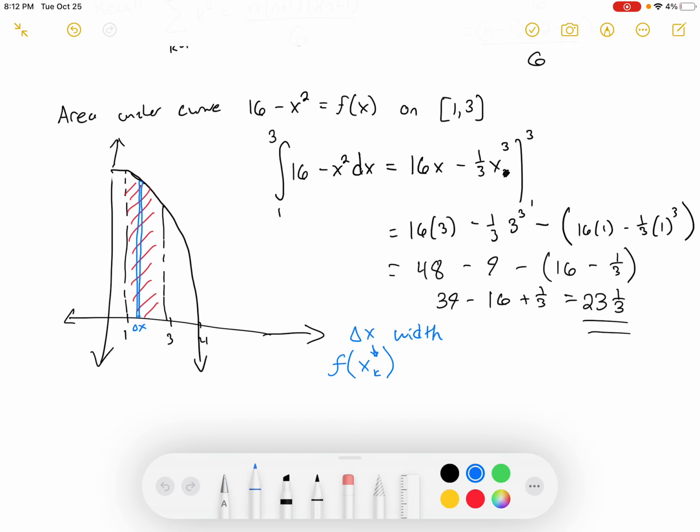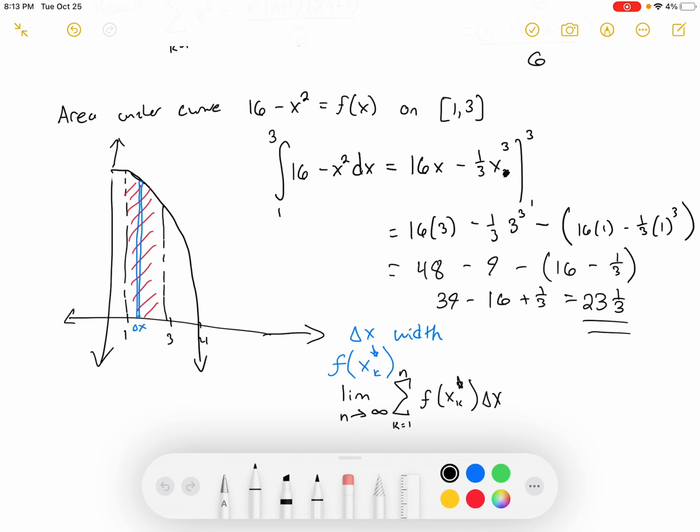Okay, so we're again looking at this. The limit as n approaches infinity of some sum. And what sum is that? That's as we go from k equals 1 up to n of that height, whatever our function is for the kth rectangle, times that delta x.